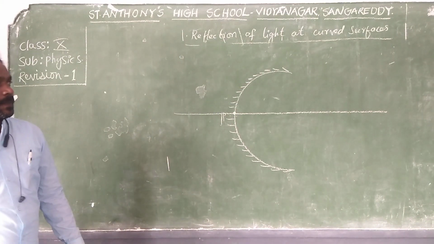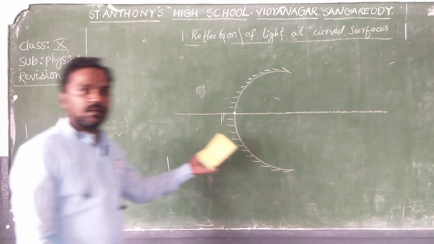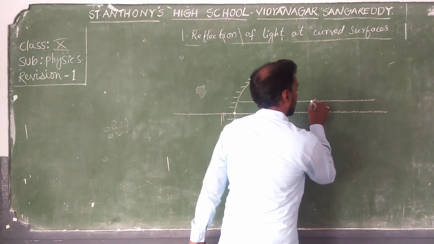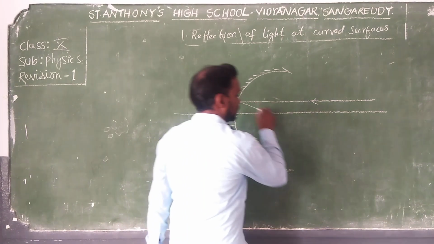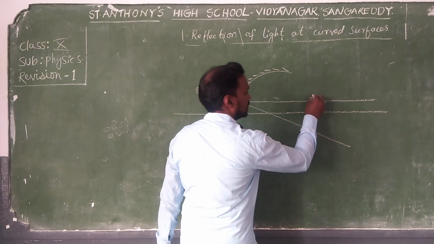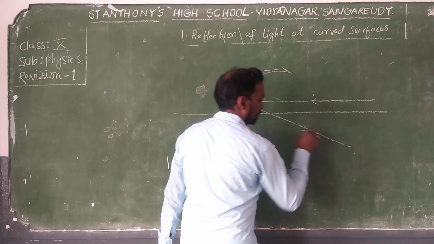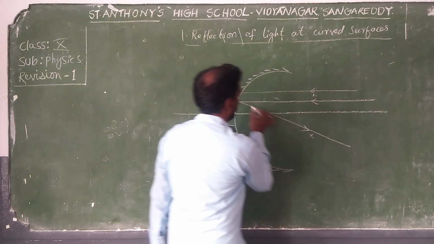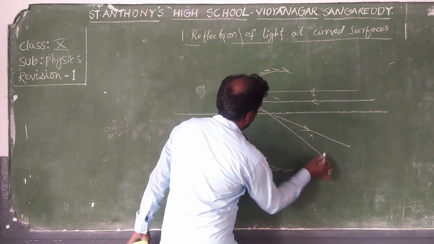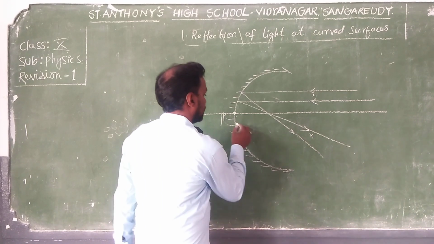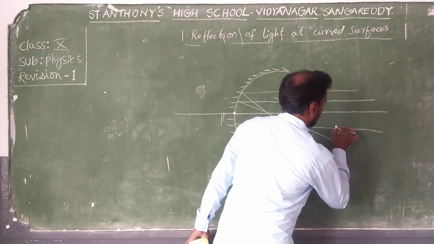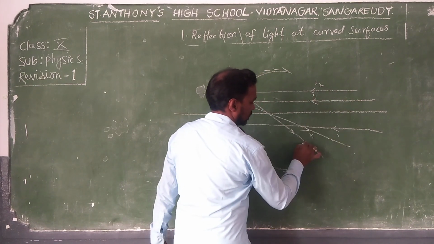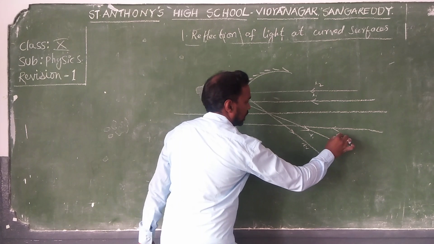This is the principal axis we have drawn, and one line is parallel to the principal axis. After hitting, it is passing through the focus. This is incident ray I1 and this is R1, the reflected ray. Similarly, another ray is also traveling like this. This is another incident ray. This is I1, this is I2, this is R2, this is I3.